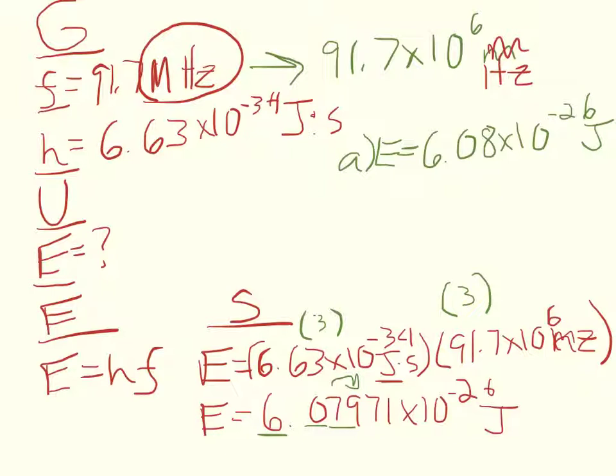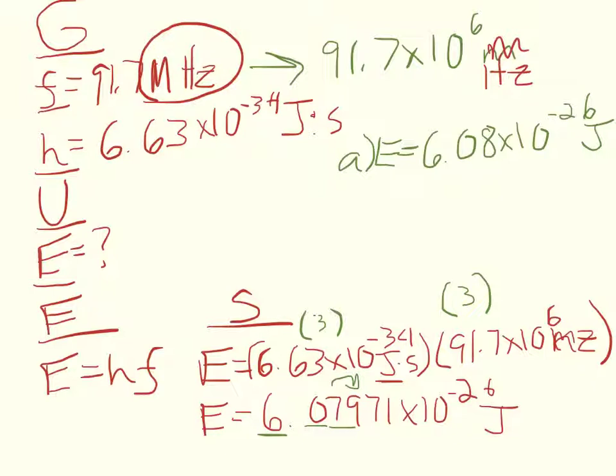And B, it says an electron volt, so it's just going to be a slight conversion. Looking up at our constants, 1 electron volt is equal to 1.6 times 10 to the negative 19th joules. We currently are in joules, so we're going to take that and divide by our constant of 1.6 times 10 to the negative 19th.